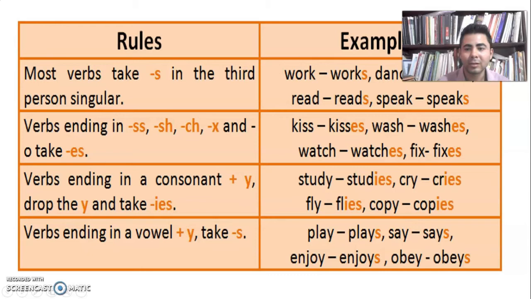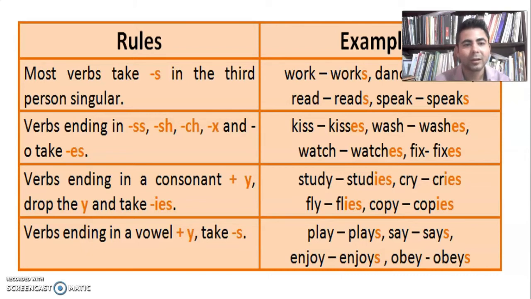The next rule tells us about the verbs ending in SS, SH, CH, X. What are we going to add to these verbs? We are going to add ES. ES is what we are going to add to these verbs. Let's take a look at the examples. Kiss, kisses. Watch, watches. Fix, fixes. You see? We apply the rule that tells us the verbs ending in these letters, like double S, SH, CH, and X, we are going to add ES to these verbs. Okay? Let's look at the next rule.